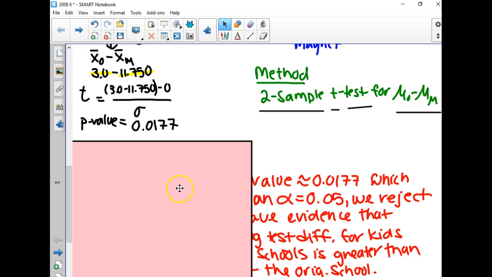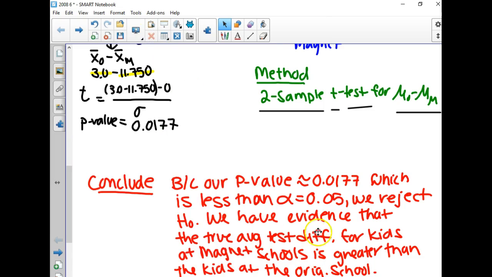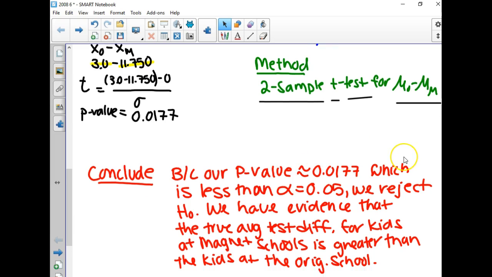We have good evidence. And so let me get rid of that. Here's my conclusion. Now, before you write it, pause it and see if you can do it on your own. I know I have it up here, but don't cheat. Practice it on your own. And you guys have gotten really good at your conclusions.